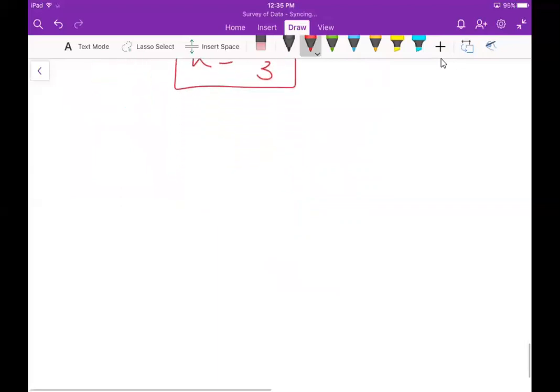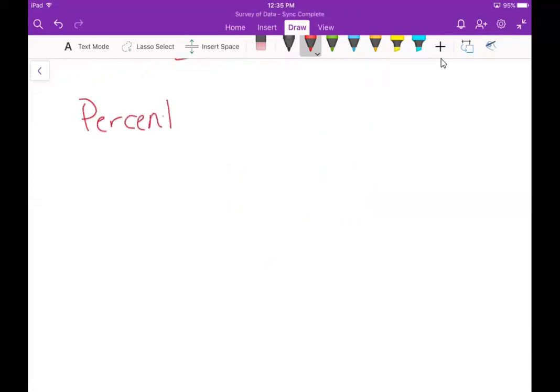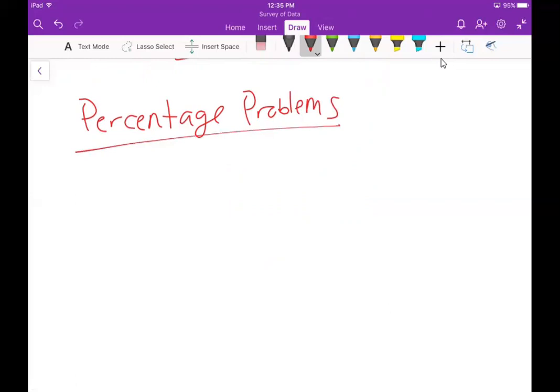The last thing I want to talk about is what they talk about in this section, which is your percentage application problems, okay? So these are problems where we need to set up the equation to be able to solve for these percentages, okay?